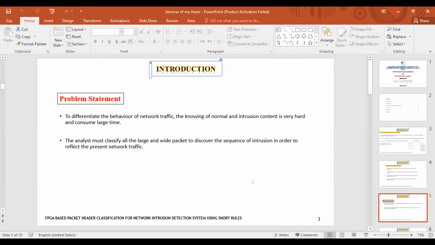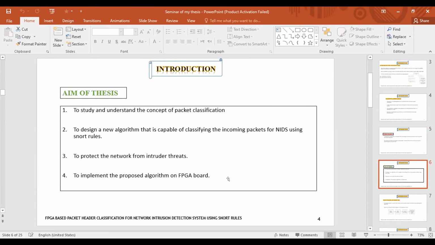The problem statement of this paper is that differentiating the behavior of network traffic, knowing the normal and intrusion content, is very hard and consumes a large amount of time. Also, the analyst must classify all the large and wide packets to discover which packets are valid and which are damaged, in order to reflect the present network traffic. The aim of this paper is to design a new algorithm capable of classifying incoming packets and protecting the network from intruder threats, and also to implement it on FPGA.